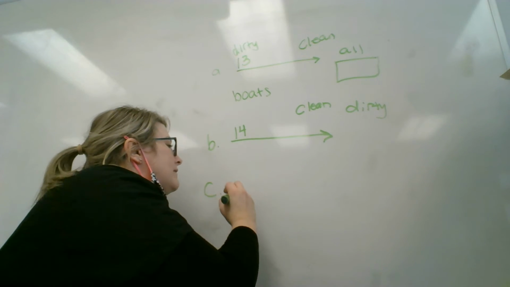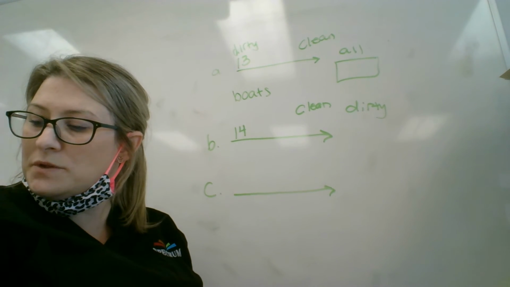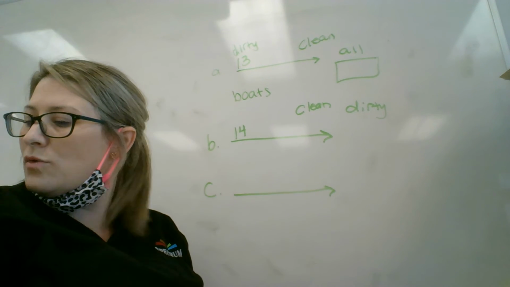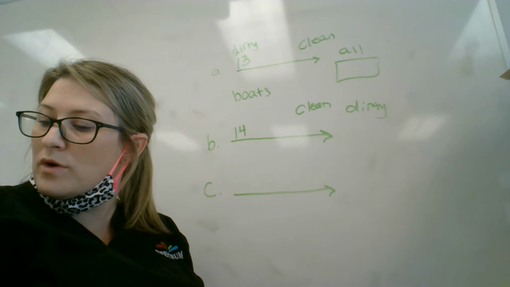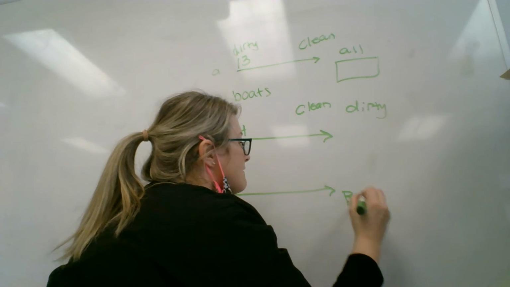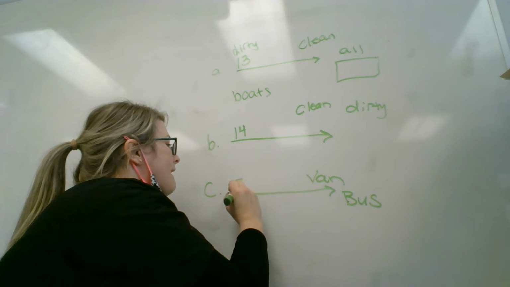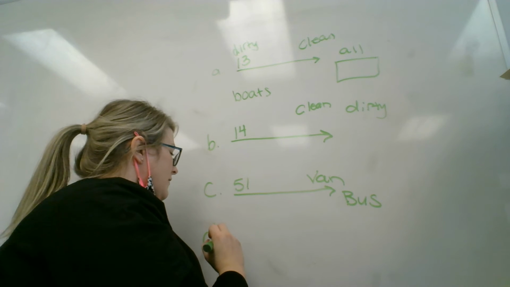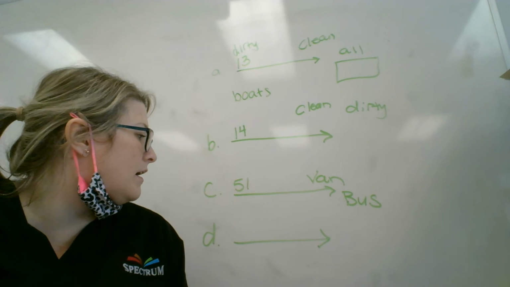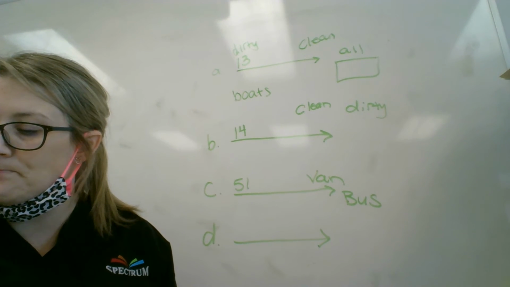Problem C. The bus held 51 more people than the van held. Okay, so we have to figure out which one held more. Let's see, the bus held more people. So the bus goes here, van goes here. What was the difference number? 51. These are those ones where you just have to go sentence by sentence, and sometimes to find out which one is bigger or more, you have to read it without that first number.